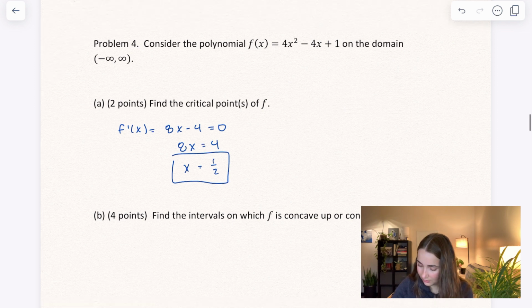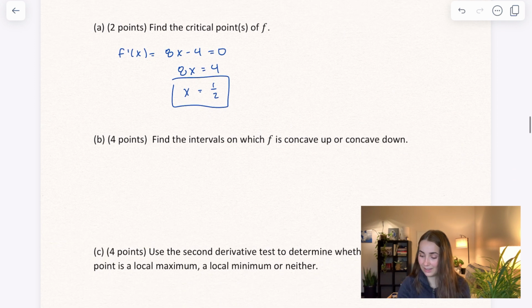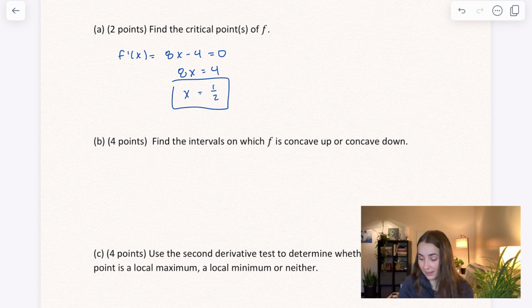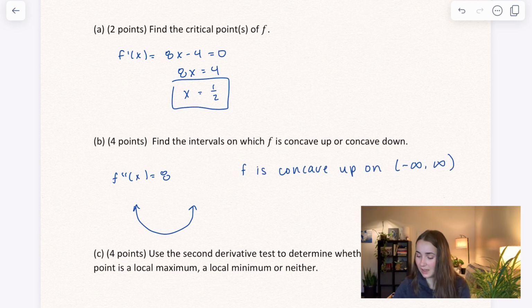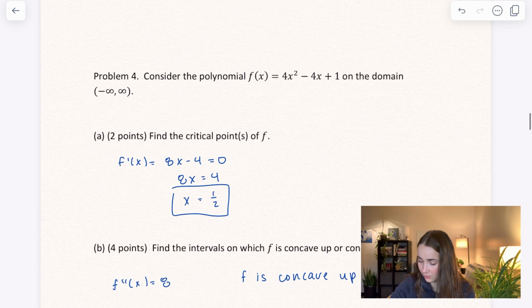And now we want to find the interval on which f is concave up or down, which actually, concavity has to do with the second derivative. So let's go ahead and find the second derivative. We get f double prime of x is just equal to 8, which tells us it's going to be positive on the entire interval, aka it's going to be concave up on the entire interval. So because it's a polynomial with a positive leading coefficient, that tells us that the concavity is going to be up. So that checks out, right?